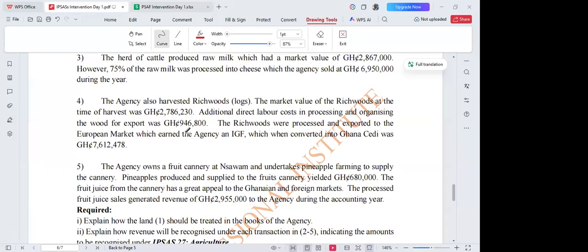3. The head of cattle produced raw milk which had a market value of 282,867,000. However, 75% of the raw milk was processed into [product], which the agency sold at 6,950,000 during the year.